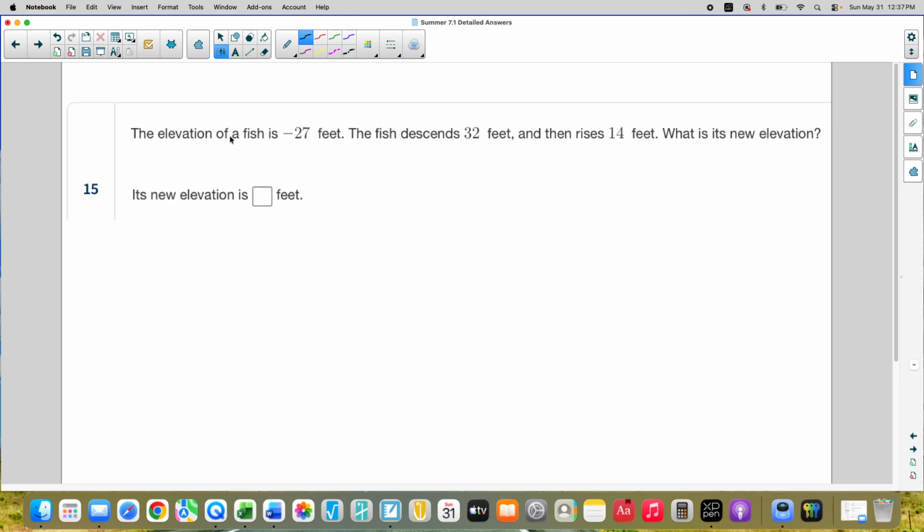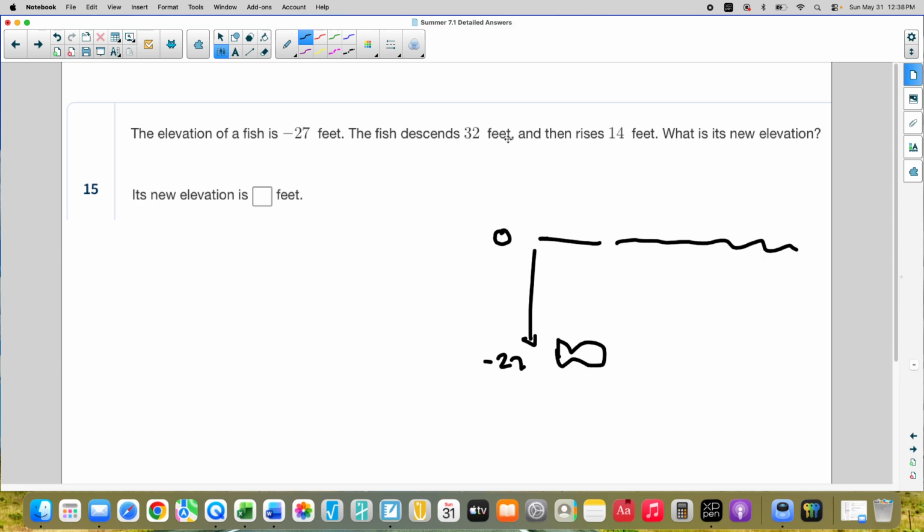The elevation of a fish is negative 27 feet. Got it? The fish descends 32 feet and then rises 14 feet. What is the new elevation? So if this is 0, this is the water surface, and the fish is at negative 27 feet. That's negative 27. There's my fishy.